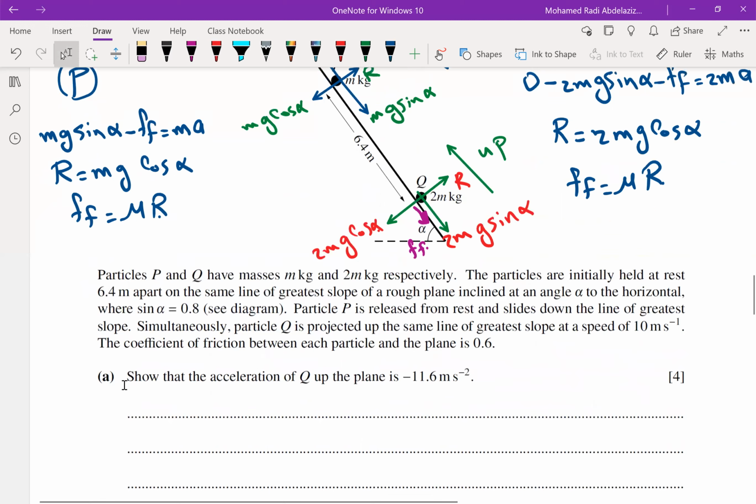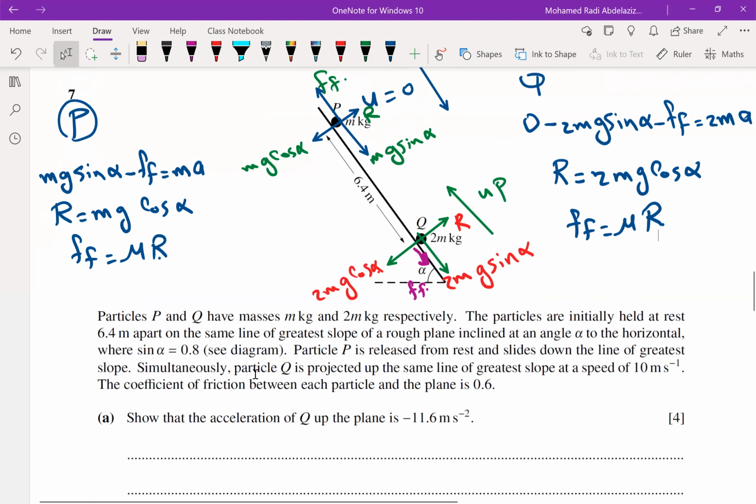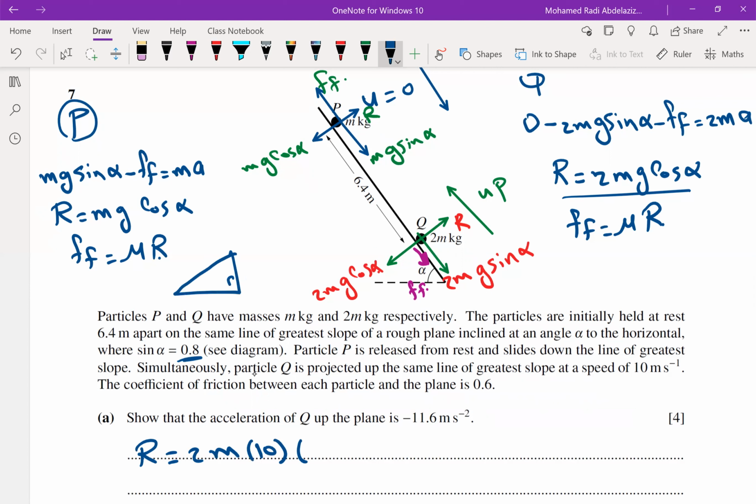Let's start now to read part A. Show the acceleration of Q. So we look at only the equations of Q. I will start from this equation. R is equal to m, g is 10, cosine alpha; from sine alpha 0.8, if we draw the right angle triangle, the opposite 0.8 will be 4 over 5, so 4, 5, 3. So cosine alpha will be 0.6. By finding this value, the answer will be 12m.